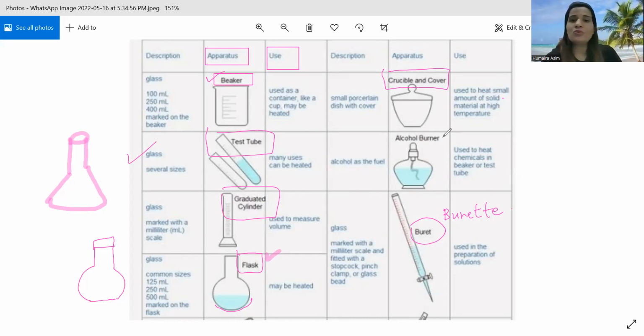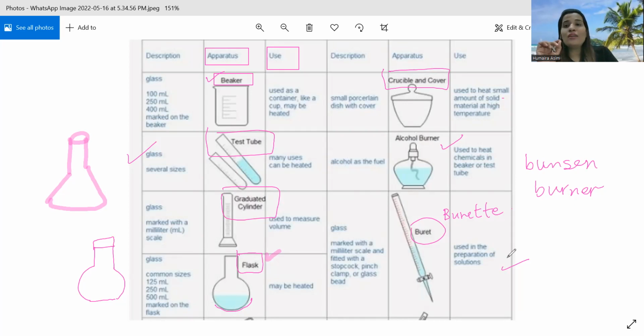Then we have the alcohol burner. Sometimes we use alcohol burners, or we may also use Bunsen burners. These burners are used for heating. And when we are talking about the burette, it is used in the preparation of solution. As I said, the correct spellings are also important. Whenever we are talking about a pipette or burette, it is used for accurate measurements.